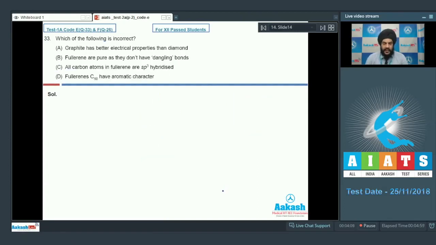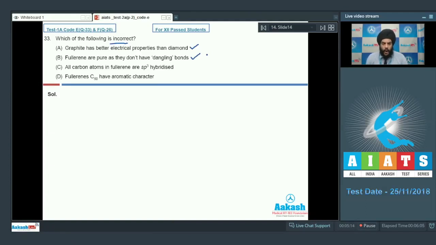Question number 33. Which of the following is incorrect? Graphite has better electrical properties than diamond. This is true, students. Graphite has a non-bonded electron which provides it with the electrical conductivity. Let us look at option B now. Fullerenes are pure as they don't have dangling bonds. This statement is correct, students. The fullerenes do not have dangling bonds like graphite, which is the non-bonded electron.